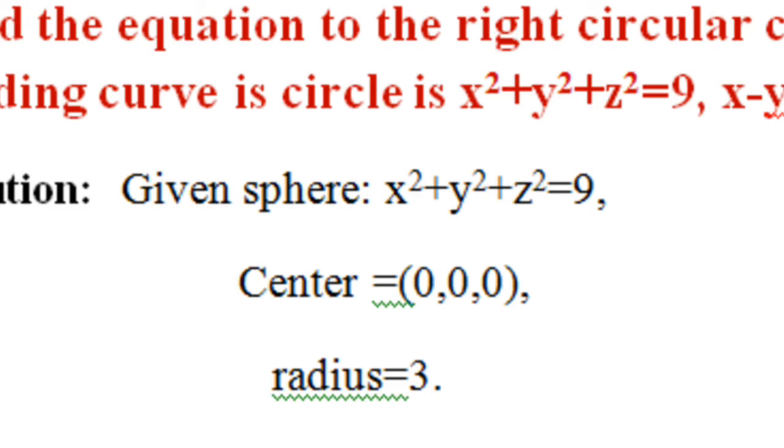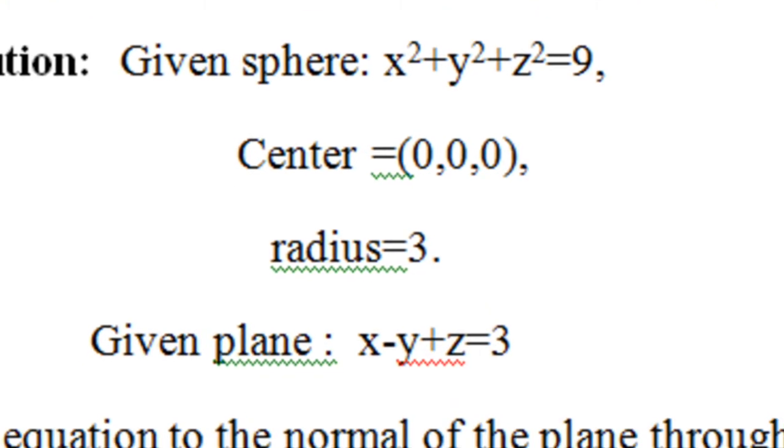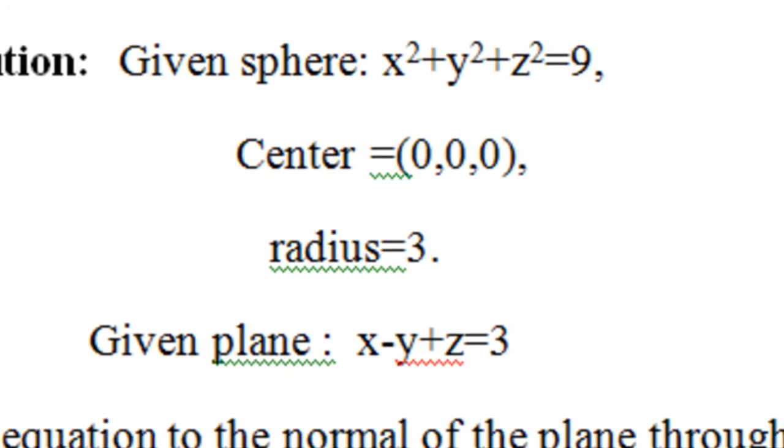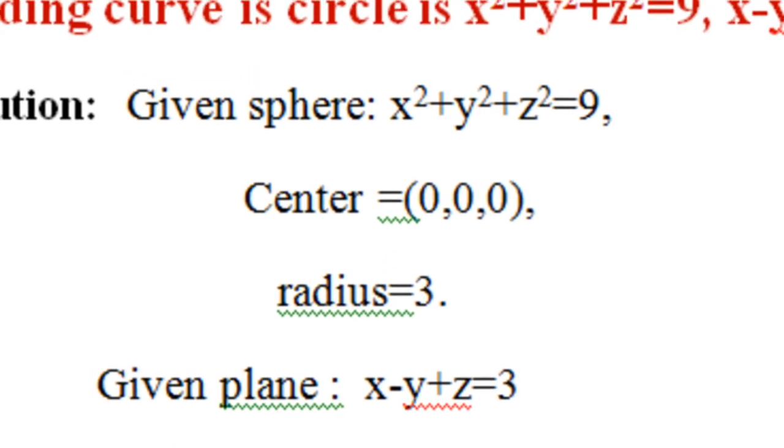This is the general form of the sphere. If we compare the general form with the given sphere, you can observe that u is 0, v is 0, w is 0 and d. What is d here? d is minus 9. Now, the center is calculated by using the formula minus u, minus v, minus w. Since u, v, w are 0, 0, 0, the center will be minus 0, minus 0, minus 0, that is also equal to 0, 0, 0.